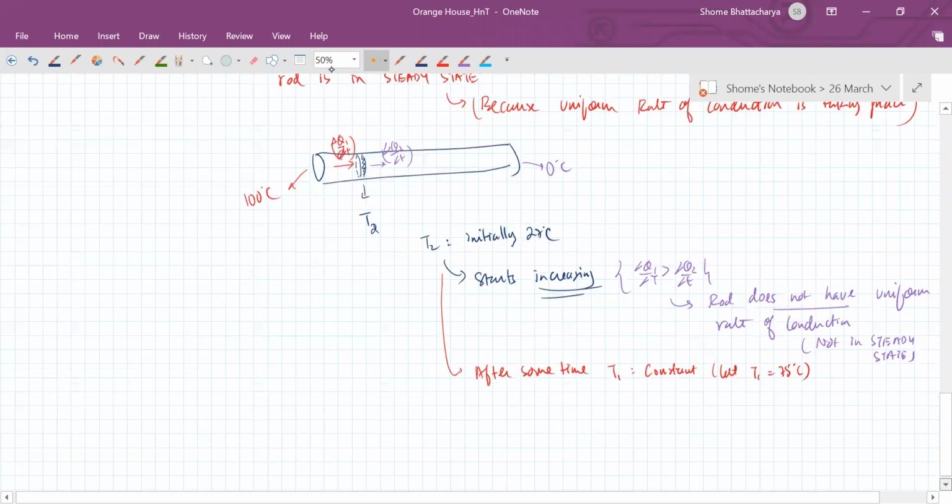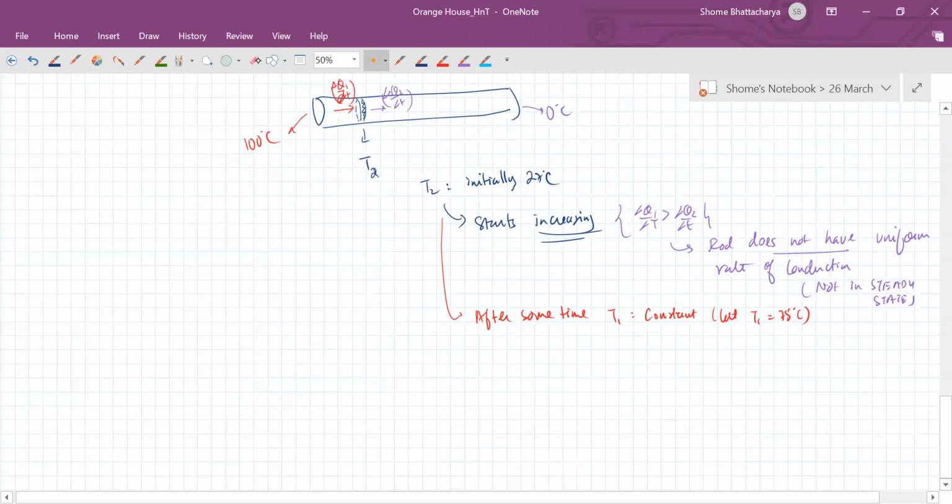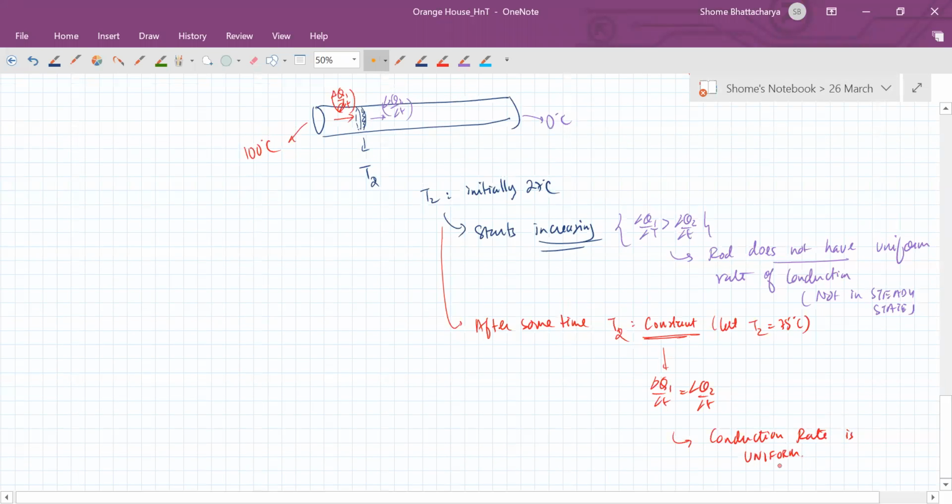For that small set of molecules, this temperature, T2 becomes stable. Okay. So the moment this happens, at that point of time, delta Q1 by delta T is equal to delta Q2 by delta T. Okay. So the conduction rate is uniform. And from cross section to cross section, this is true for all points. So steady state has been reached.